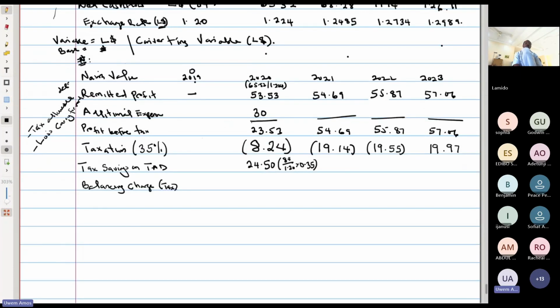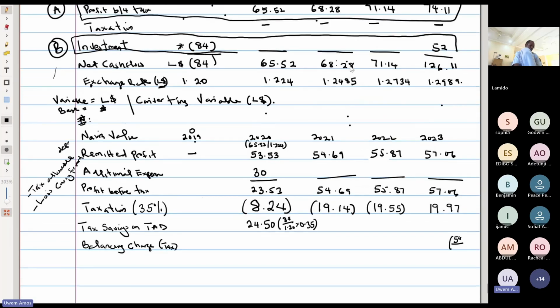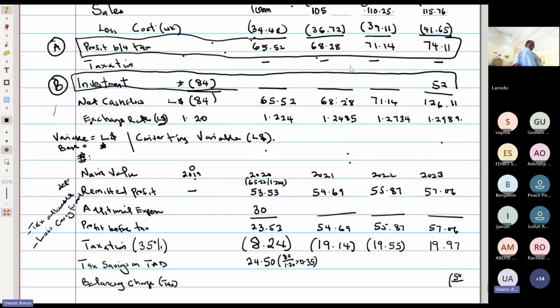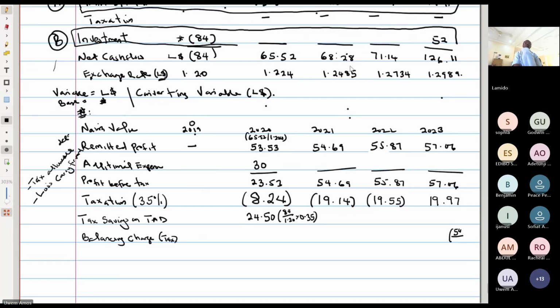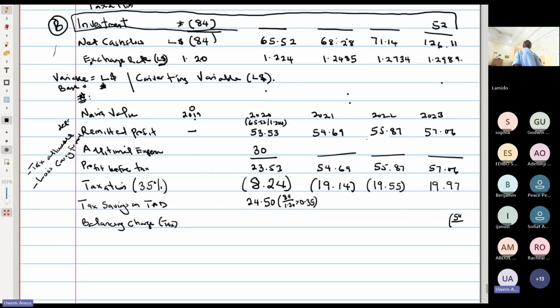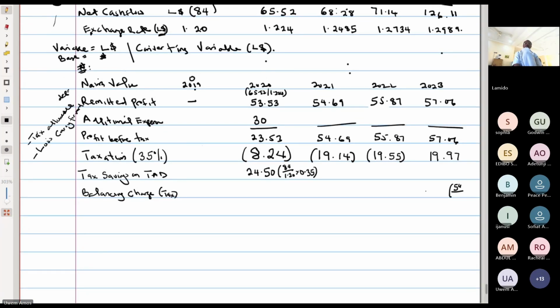All right. So in year 4, we're going to have a scrap value of 54 Lindarian dollars. We need it in Naira, so we convert it to Naira. So what is our exchange rate for that year? We go right back to where we did our computation last year. The exchange rate for the year is 1.2989. So 54 divided by 1.2989 multiplied by the tax rate.